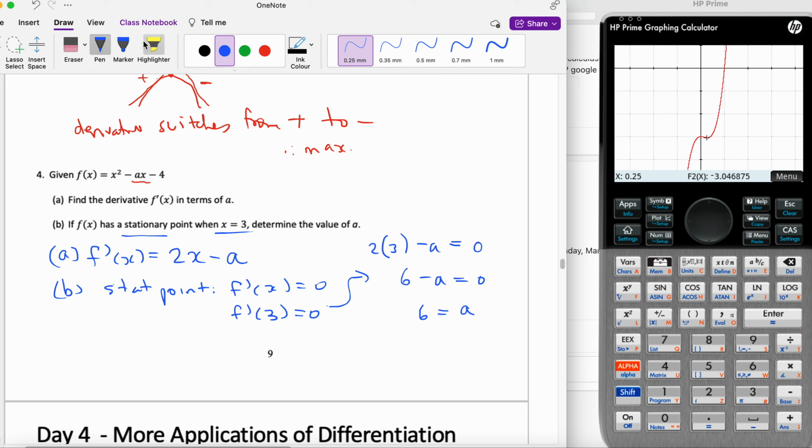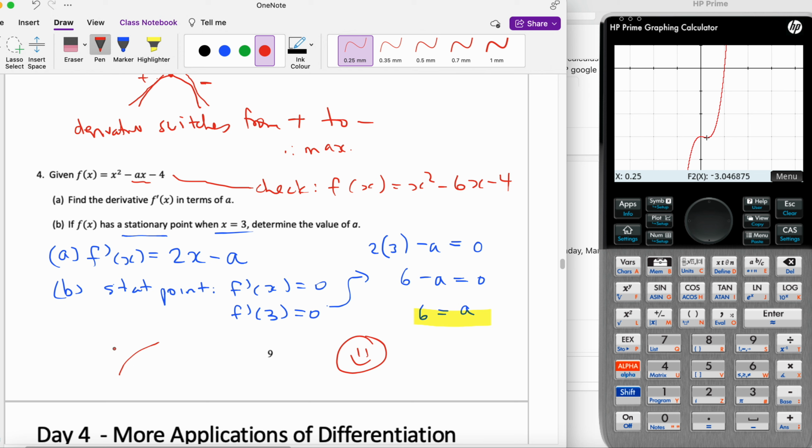To check, you could grab this on your calculator, 6x minus 4, and then go and see, is there a max or a min when x is equal to 3? Okay, so that's your intervals of increase and decrease. Just remember, if it's increasing, the derivative is positive because all the slopes are positive. And when it's decreasing, all the derivatives are negative.